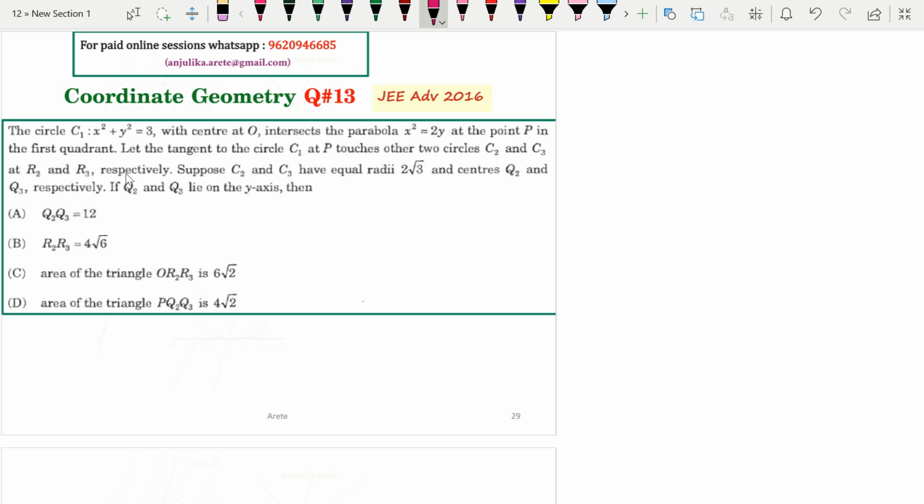This question looks interesting. Let's have a look. A circle C1 is given to you. This is your circle. Of course, the radius is root 3, center is origin. It says that it intersects this parabola at the point P in the first quadrant.